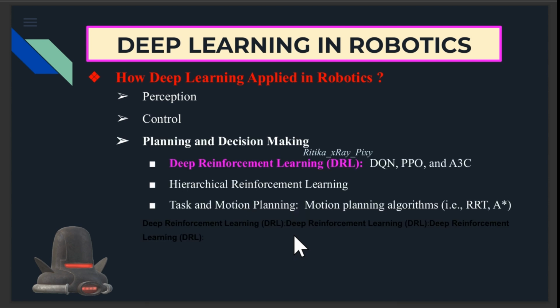We can use different deep reinforcement learning algorithms such as DQN, PPO, and A3C that enable the robot to learn complex behavior through trial and error. We can also integrate deep learning with traditional motion planning algorithms like A star and RRT, which help the robot plan actions more efficiently by predicting feasible paths and actions.